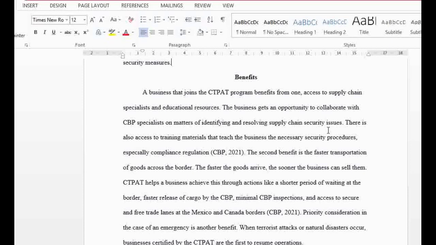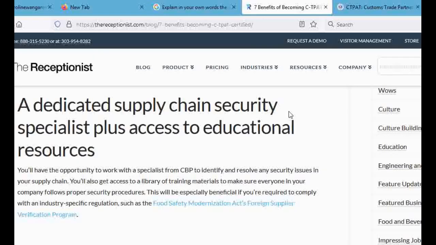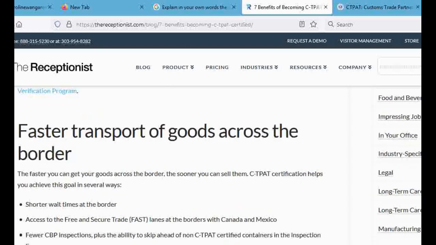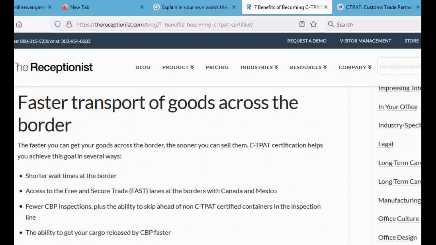So there's also access to training materials that teach the business the necessary security procedures. Okay, now that I finished the first benefit, see my transition to introducing the second benefit, I continued and said the second benefit is faster transportation of goods across the border. And if you come back to this website, we're going to see faster transport of goods across the border. And then there's this explanation.